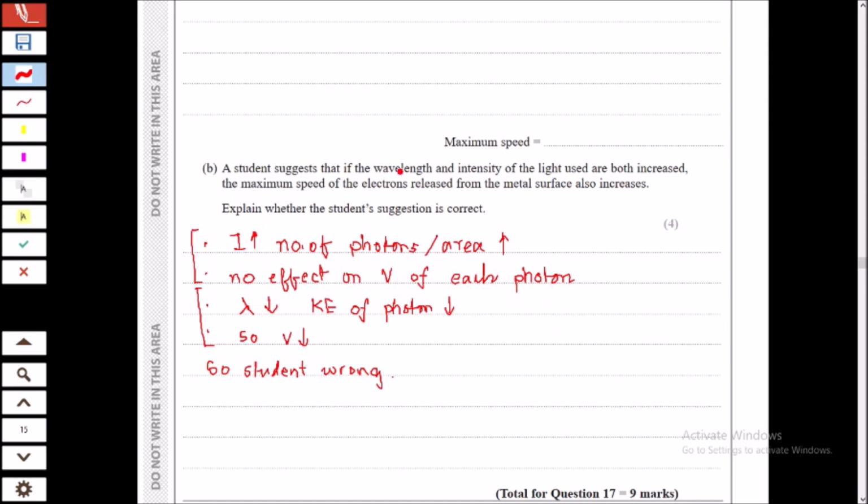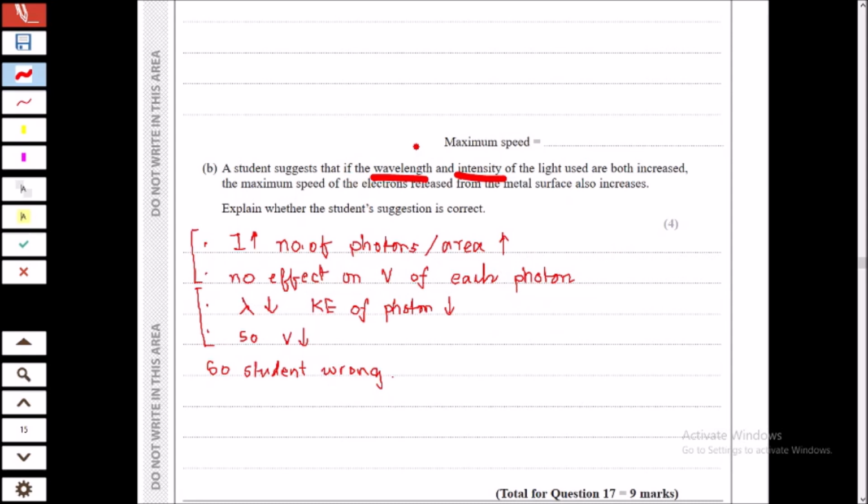Okay, so our student is saying that if we increase the wavelength and intensity, then the maximum speed of the electron will increase. We have to suggest whether this is correct or incorrect. First of all, we have two parameters, intensity and wavelength. If the intensity increases, we know that the number of photons per unit area increases. So it has no effect on the kinetic energy and no effect on the velocity of each electron. So the intensity is ruled out.